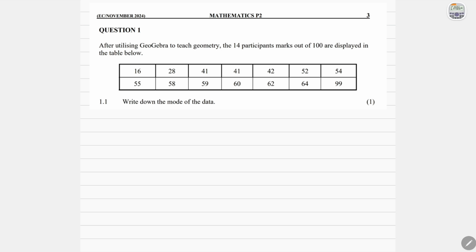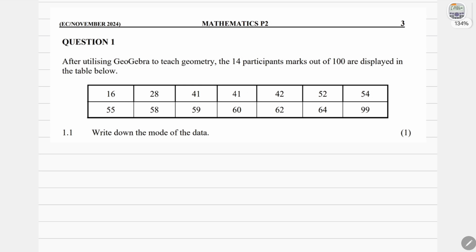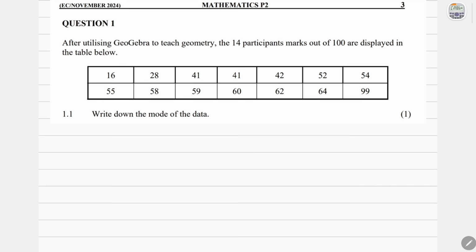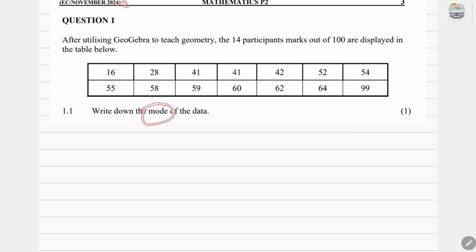Question 1 says, after utilizing GeoGebra to teach geometry, the 14 participants' marks out of 100 are displayed in the table below. And we need to write the mode of the data. So the mode is the number that appears the most. So here, what number appears the most? We can see that that is 41. There's no other number that really appears twice. So that is our answer.